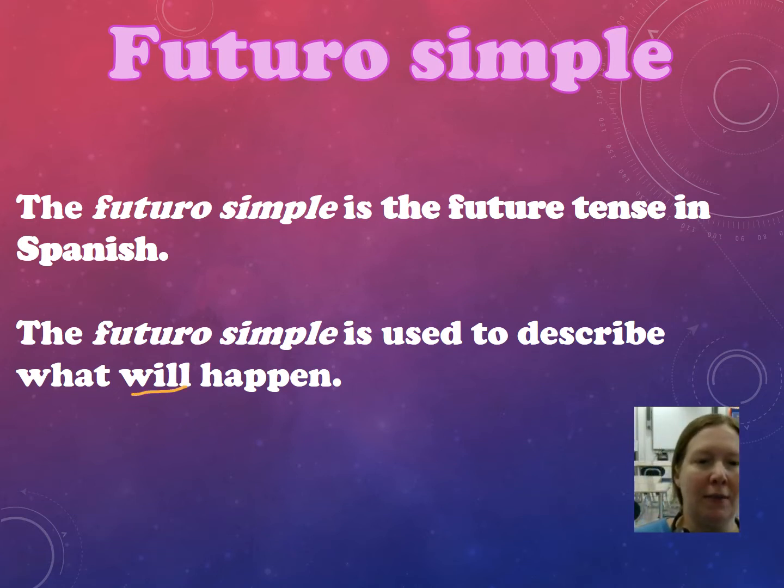So this is different than the going to form. We've talked about the going to form using ir a plus the infinitive to indicate that something is going to happen. That's not really a verb tense. It's just a two-verb sentence, and we've used a variety of two-verb sentences. In order to be a tense, you have to actually take the infinitive of the verb and change it somehow. And that's what you do when you're doing the futuro simple. Instead of saying that something is going to happen, you're saying that something will happen.